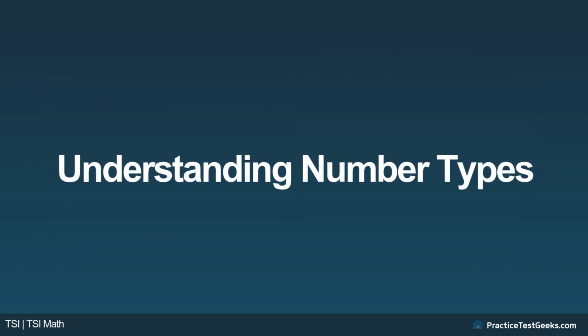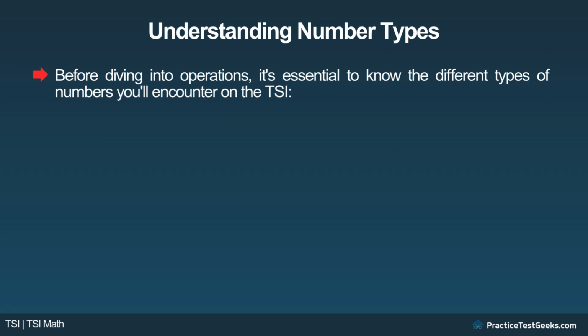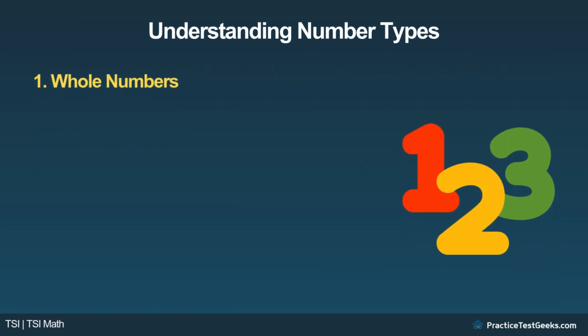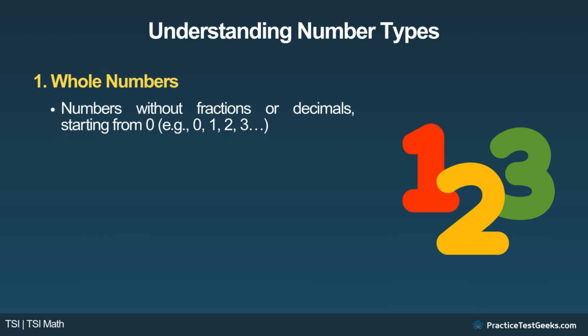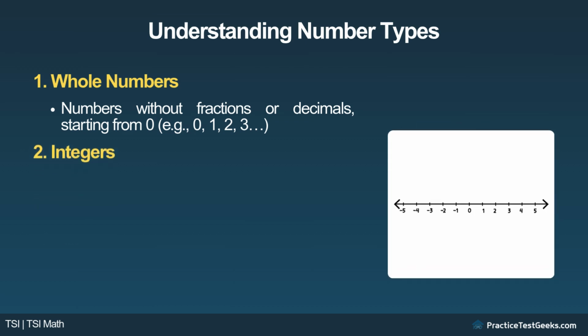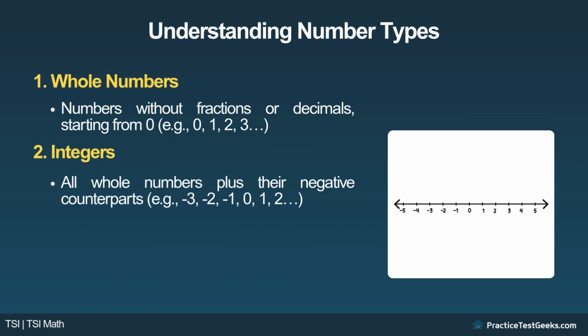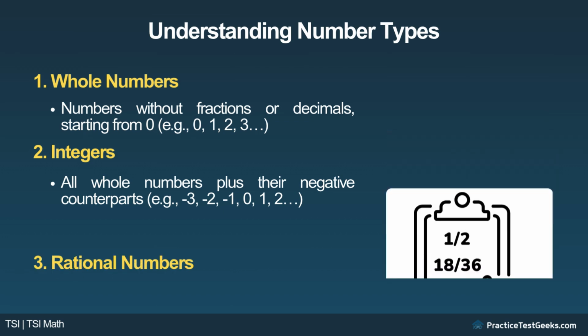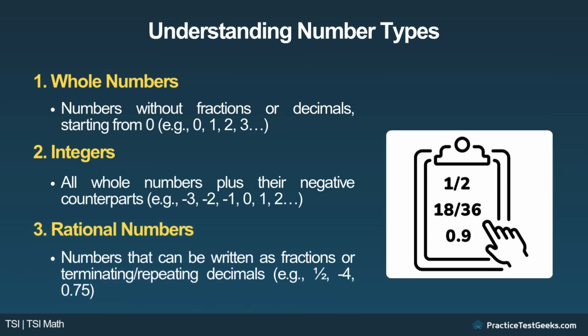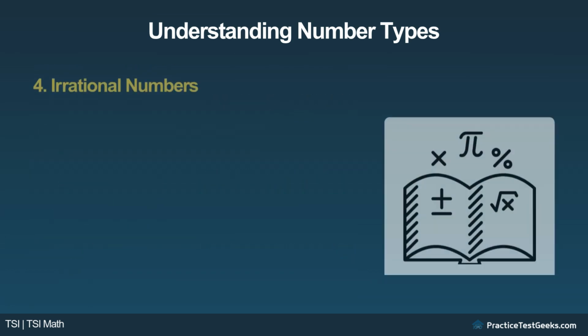Understanding number types. Before diving into operations, it's essential to know the different types of numbers you'll encounter on the TSI. 1. Whole numbers. Numbers without fractions or decimals, starting from 0, example 0, 1, 2, 3. 2. Integers. All whole numbers plus their negative counterparts, example, -3, -2, -1, 0, 1, 2. 3. Rational numbers. Numbers that can be written as fractions or terminating or repeating decimals. Example 1/2, -4, 0.75.